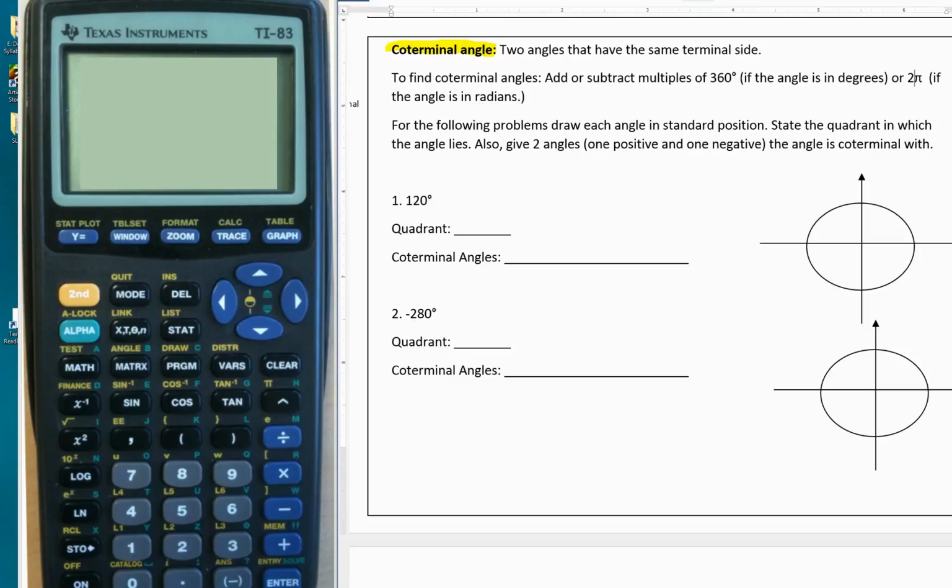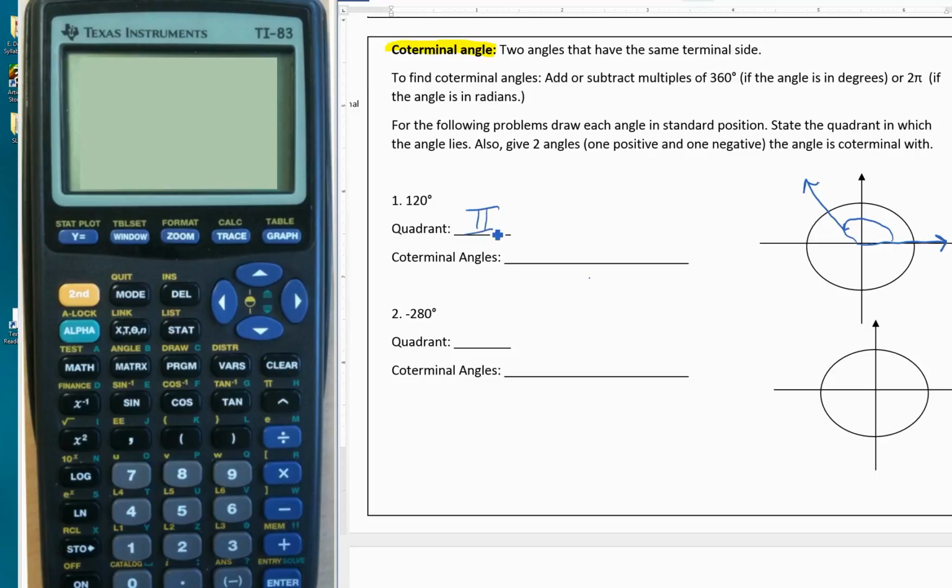We're going to look at some examples here. We're going to draw the angle in standard position, state which quadrant it's in, and then give two angles, one positive and one negative, that the angle is coterminal with. We're going to start here with 120 degrees. In standard position, we always put the initial side along the positive x-axis, and then we rotate counterclockwise. So we're going to rotate counterclockwise 120 degrees, which will look like this. And as you can see, this is in quadrant 2.